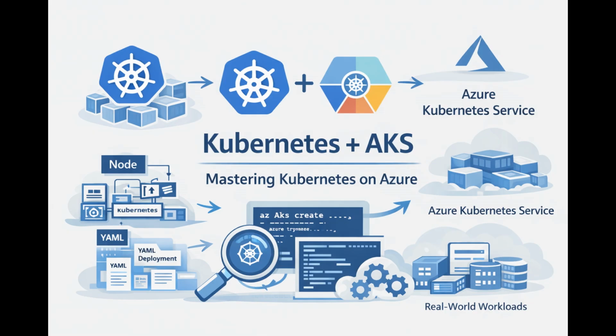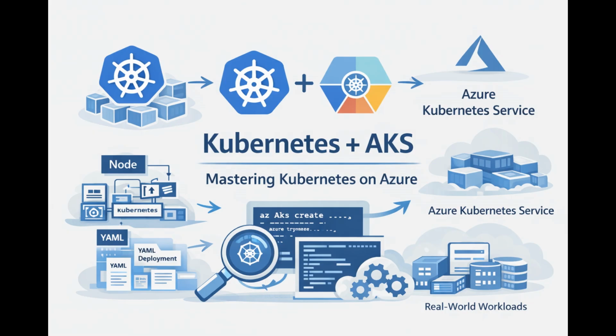Fourth, declarative configuration is powerful. We defined everything in YAML files: deployments, services, HPAs. We could version control these files, review changes, and apply them with kubectl apply. This makes infrastructure reproducible and auditable.